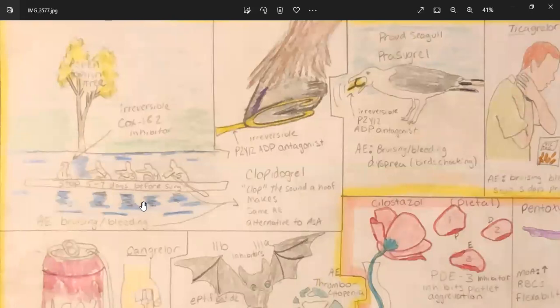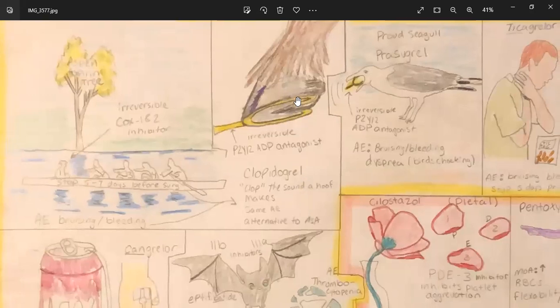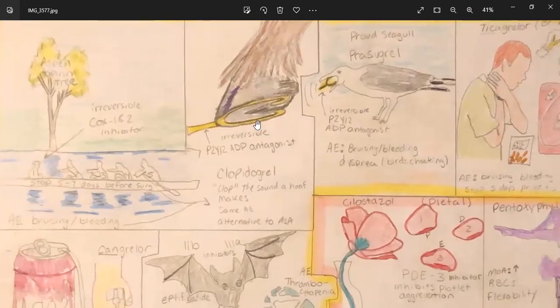Another drug for CVA is clopidogrel. And so when I hear clopidogrel, I think of clop, clop, clop, the sound that a hoof makes, like on a horse when it's hitting the ground. This is an irreversible P2Y12 ADP antagonist, which I just drew like this Y receptor thing. Adverse effects are again bleeding and bruising.